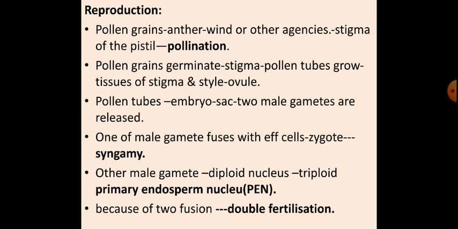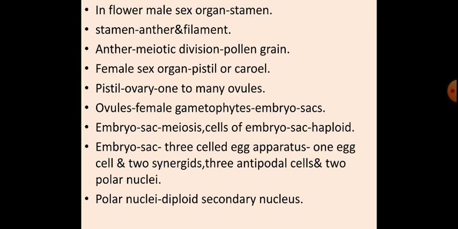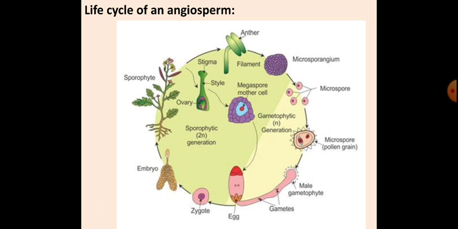Then what happens? The pollen grains germinate on the stigma and develop into pollen tubes. In gymnosperms also, I said the pollen grains germinate and form a tube-like structure called the pollen tube. These pollen tubes grow in the style, reach the ovary and travel inside the ovule. Inside the ovule you will have the embryo sac. It will reach the embryo sac where the male gametes are released.